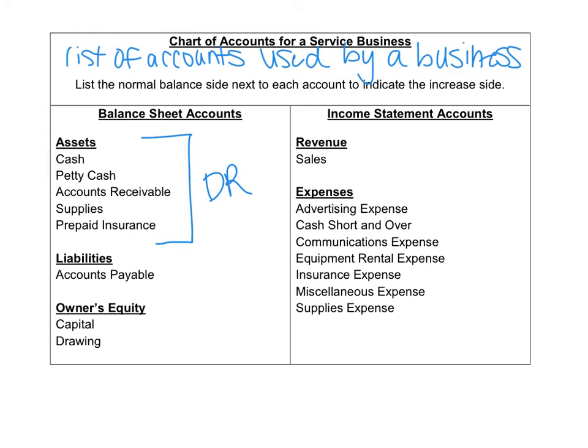Then we have liabilities and owner's equity. So because liabilities and owner's equity are on the right side of the accounting equation, what should they always be? Credits. So accounts payable is going to be a credit, and then the account for owner's equity is called capital, and that's also a credit. We haven't talked about the account drawing yet, so let's not go ahead and label it. Same thing with revenue and expenses. You haven't quite gotten there yet, so let's only stick with these ones that we've labeled so far. Okay, now go ahead and turn to the notes for this lesson.